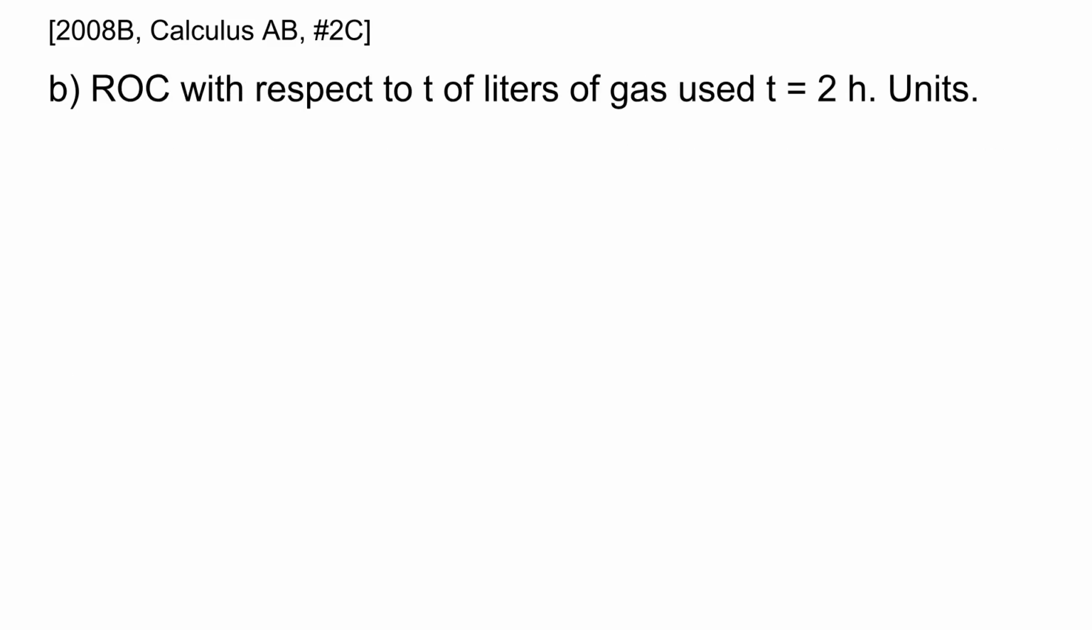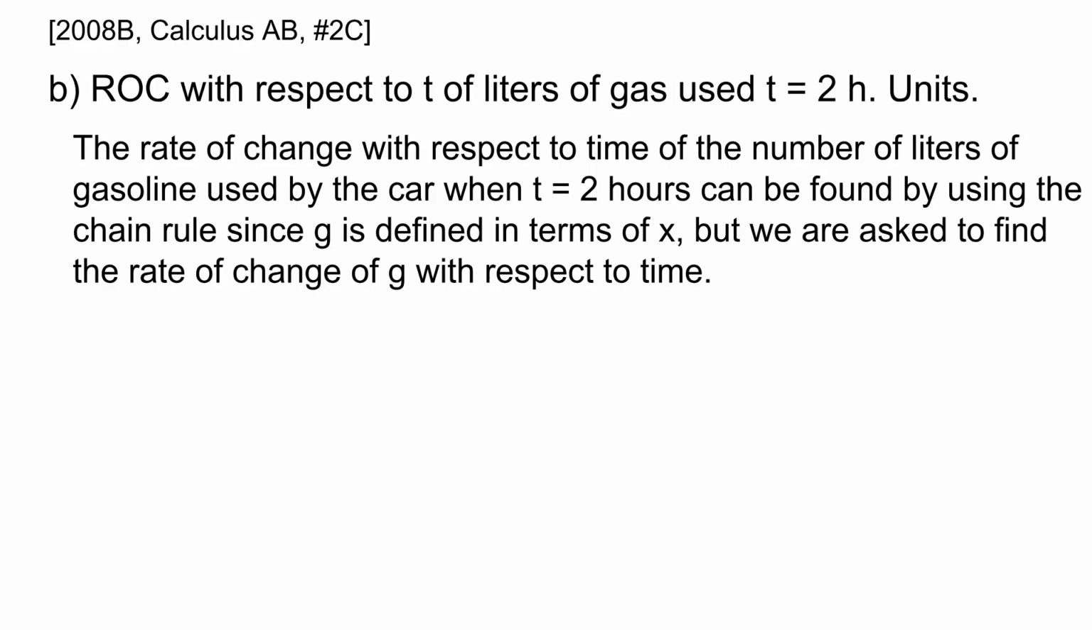In part B of this question, we are asked to find the rate of change with respect to t of liters of gas used at t equals 2 hours and to provide the appropriate units. So this is kind of tricky. The rate of change with respect to time of the number of liters of gasoline used by the car when t is equal to 2 hours can be found, but it does require the chain rule since g is defined in terms of x. But we are asked to find the rate of change of g with respect to time, which is t, not the same variable.